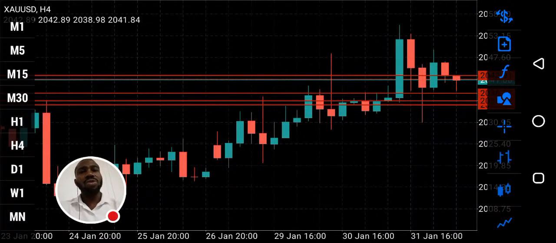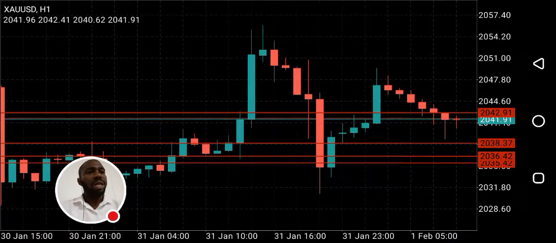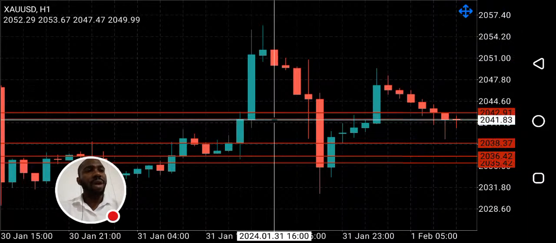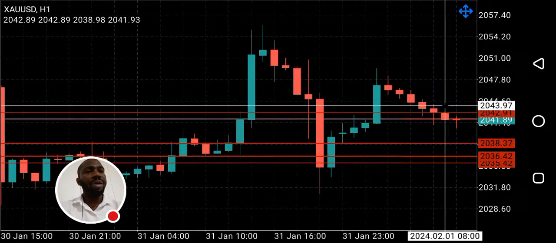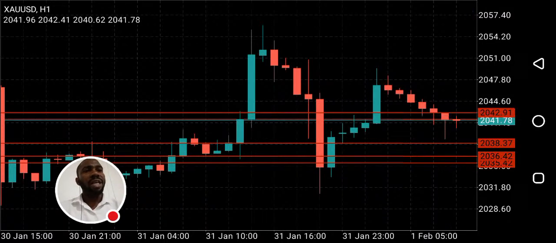Let's go down to the 1 hour time frame. You can see the last candle that formed on the 1 hour is a hammer. This is a bearish hammer. But before I buy, the next candle should close bullish. I need to wait for the next candle to close bullish before I buy.